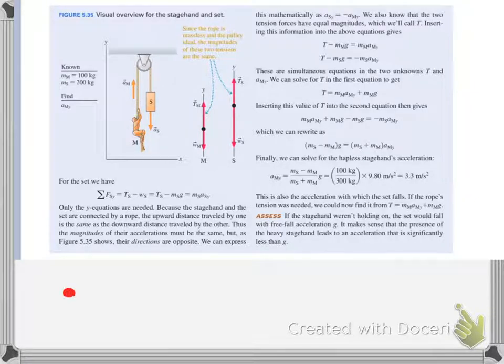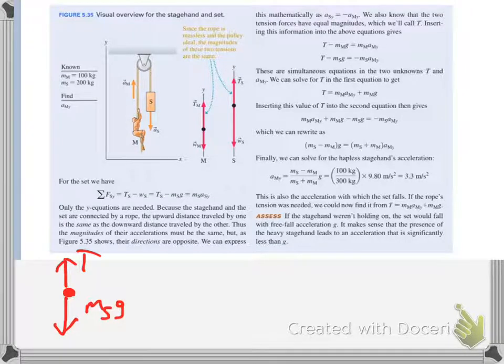So for the set, instead, it's going to be accelerating downwards. So we have ms g, and then we have a smaller tension force. It's the same magnitude as the other one. I'm just kind of bad at doing this on small screens. Okay, so it's the exact same tension force that is acting on the person.